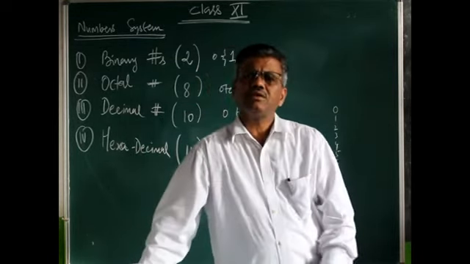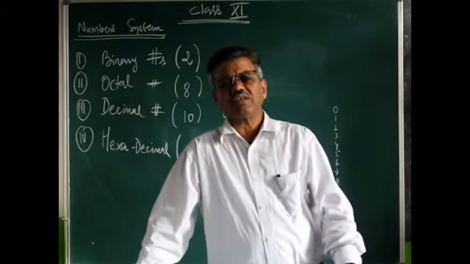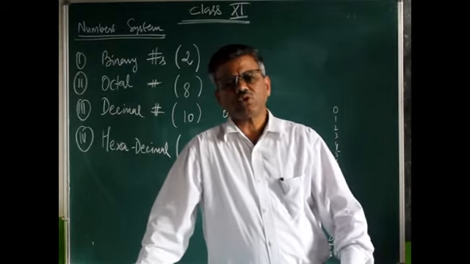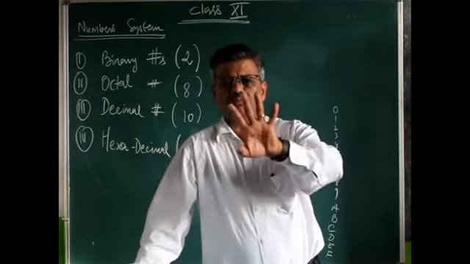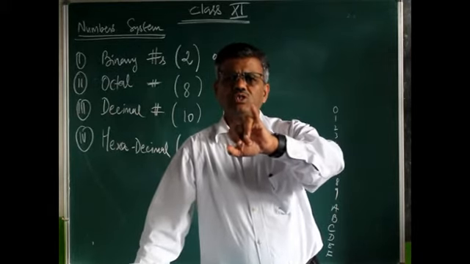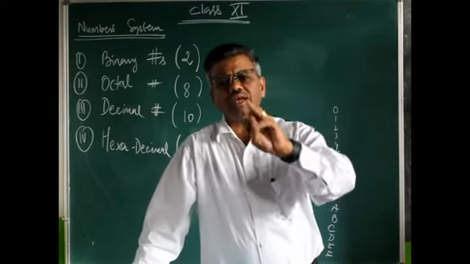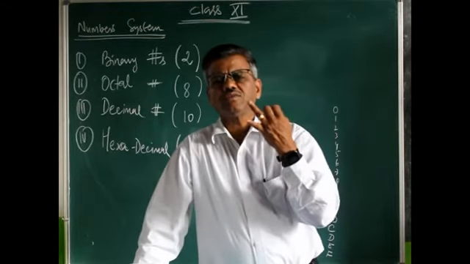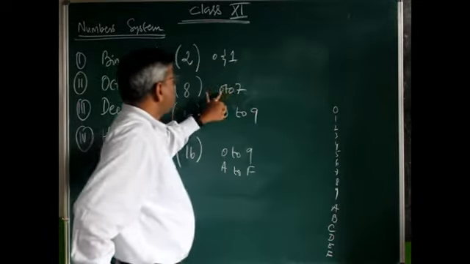There are certain circuits internally which will convert from one number system to another. As I told you, the computer uses 4 number systems. If the base is 2, it is called binary, where only 0 or 1 are allowed. If the base is 8, it is called the octal number system, where 0 to 7 are allowed.